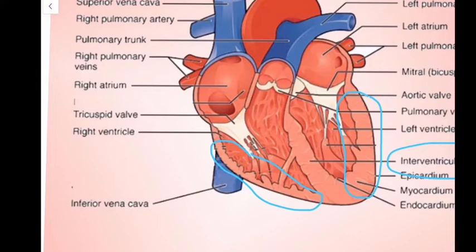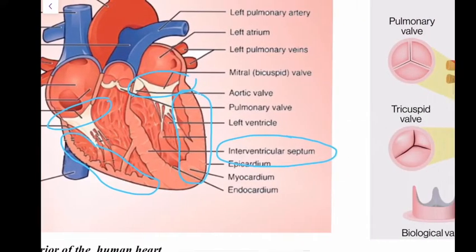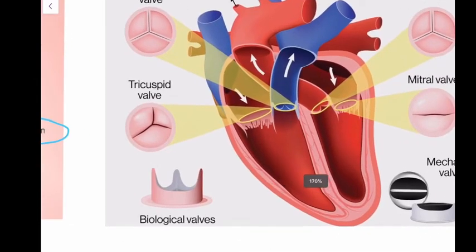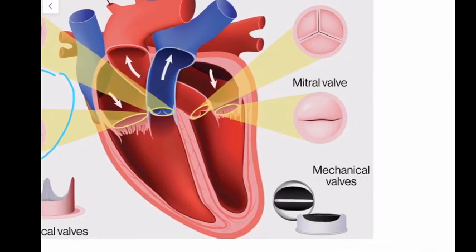So in the right side, here you have the tricuspid valve, and in the left side you have the bicuspid valve, also called mitral valve. So let's look at these. The right side, the tricuspid valve, is given its name because it has 3 cusps. In the left side, the mitral valve only has 2 cusps.